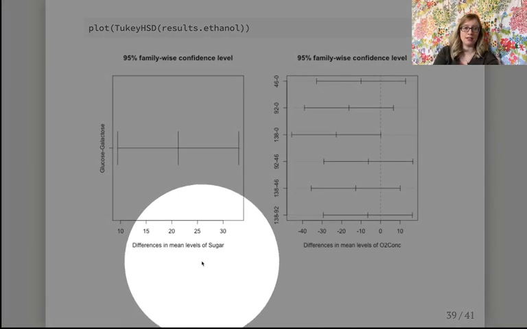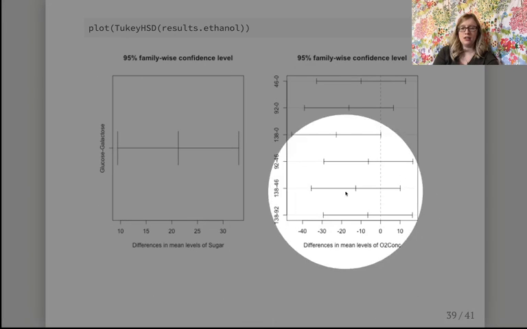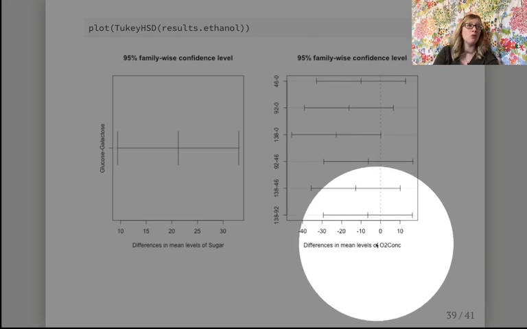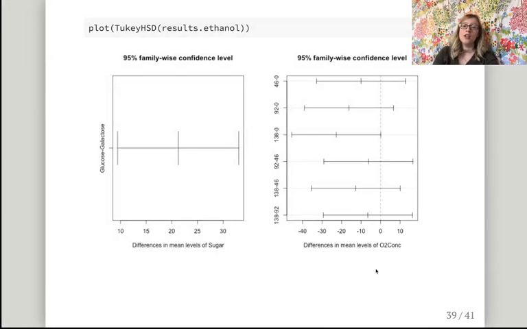So we have differences in mean sugar levels, differences in mean oxygen concentration levels. This dotted line will always be drawn at 0. So if the difference could plausibly be 0, the two groups are effectively the same.